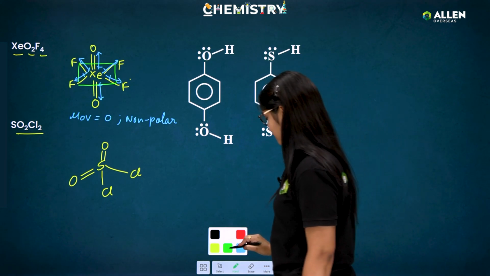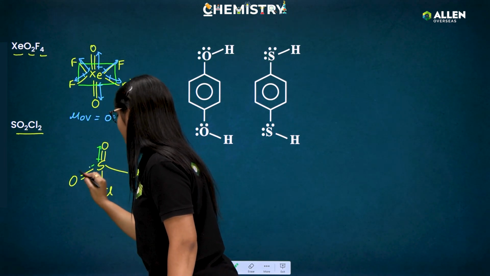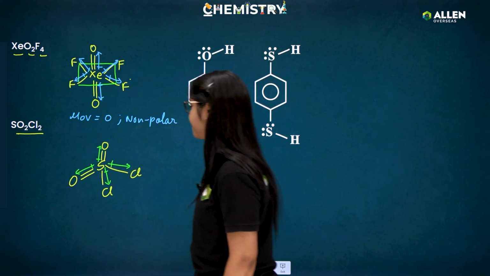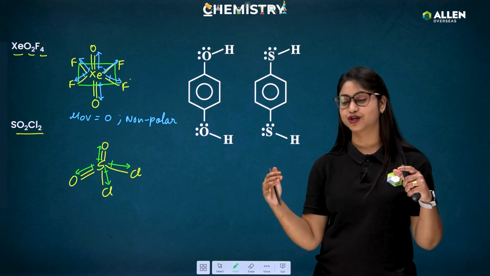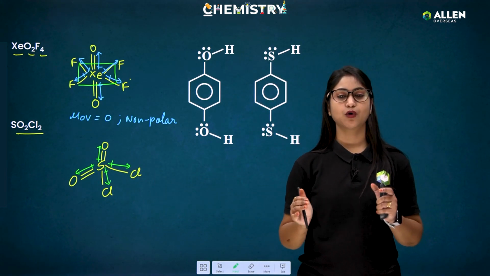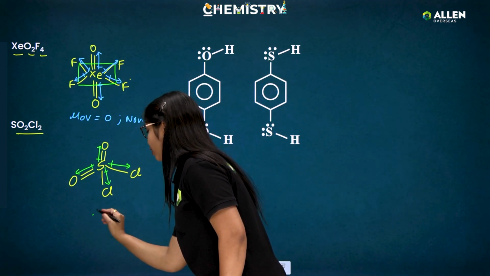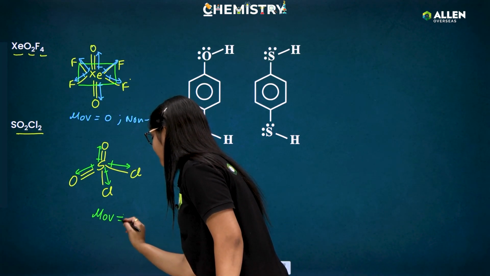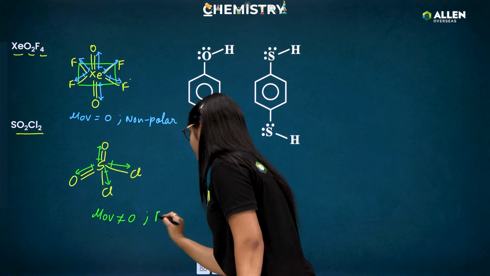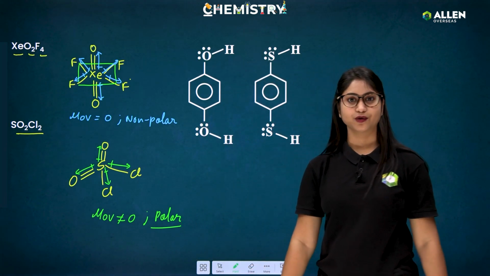Now if we make the dipole moment vectors from sulfur to oxygen, less electronegative to more electronegative, and sulfur to chlorine, you can see this is a tetrahedral structure and the surrounding atoms are not the same. So these vectors can never cancel out each other's effect completely. So the mu overall for this molecule will not be equal to 0. That is a non-zero value, which means this molecule is a polar molecule.